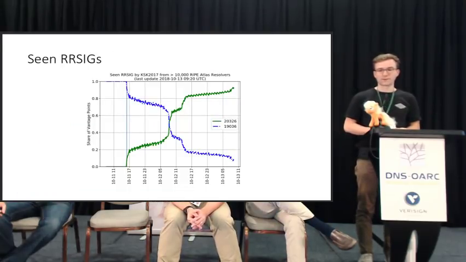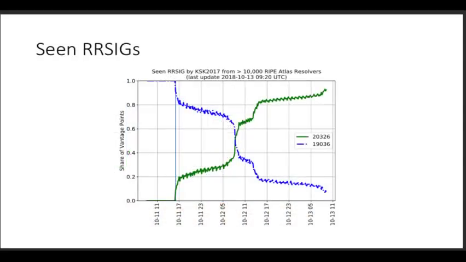Then another figure was to see when the recursive resolvers actually saw the new signatures. And this is also data from this morning, and we can see we are almost at 100% for the new signatures. So that means that most of the resolvers picked up the new signatures. But we've also seen a lot of weird bumps in these graphs. And what I'm trying to do in the next few slides is to explain why these bumps actually happened.